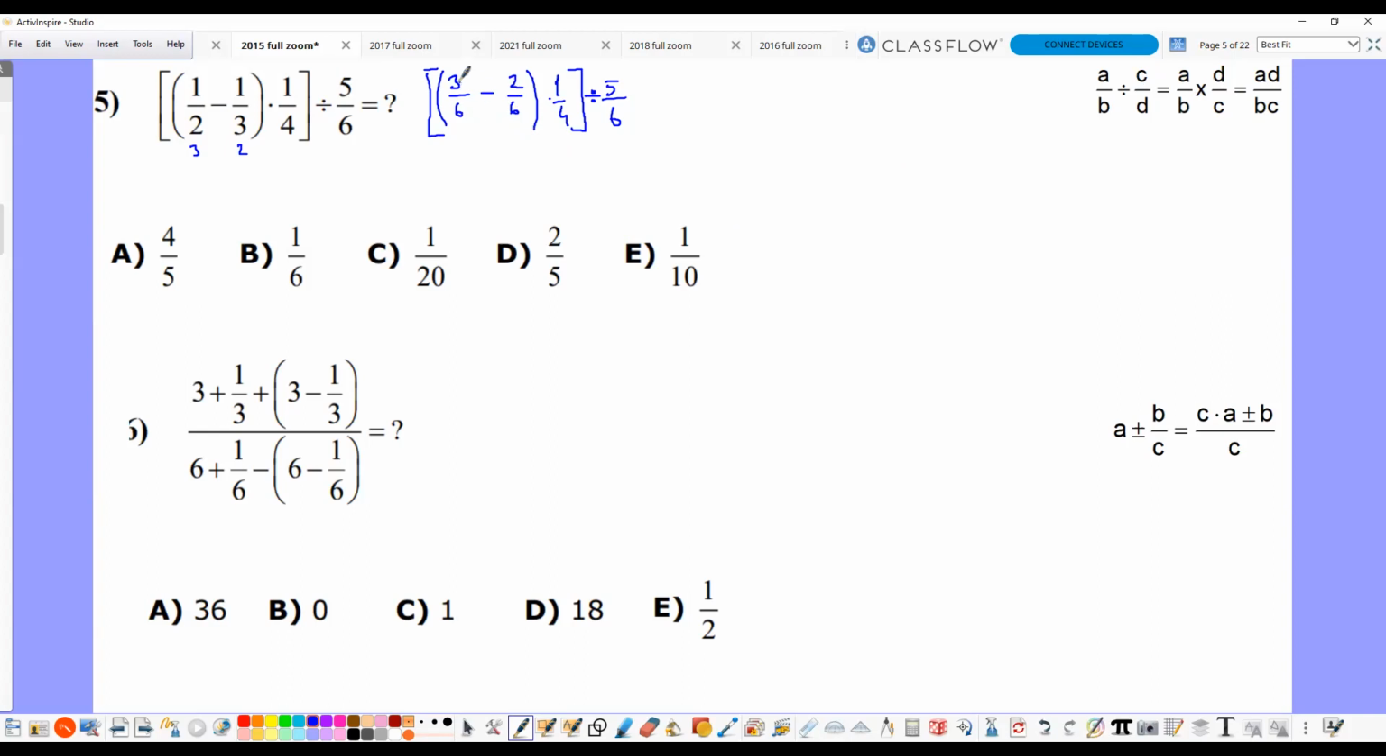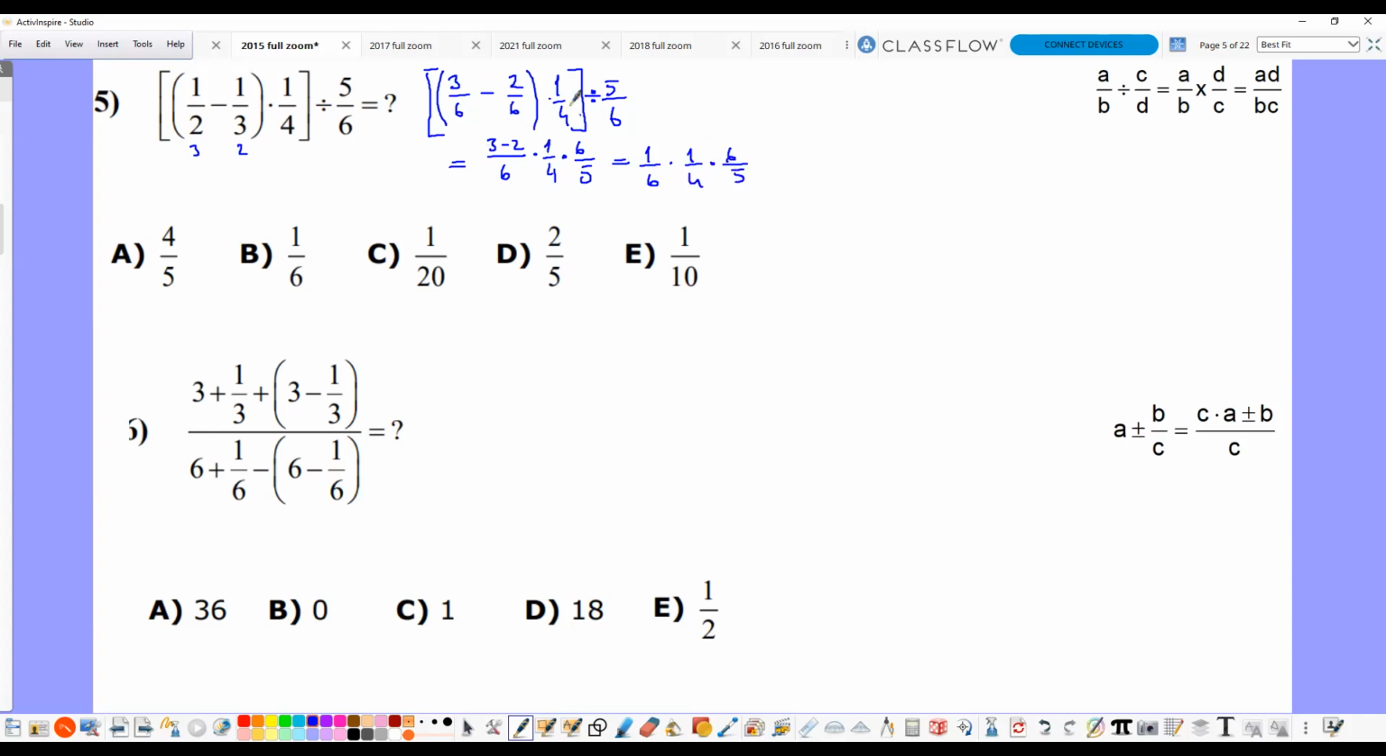So here 3 over 6 minus 2 over 6, 3 minus 2 over 6, it's going to be times 1 over 4 times 6 over 5. I wanted to mention that this 5 over 6, if it is in division, you should return to multiplication as 6 over 5. Then it's going to be equal to 1 over 6 times 1 over 4 times 6 over 5.